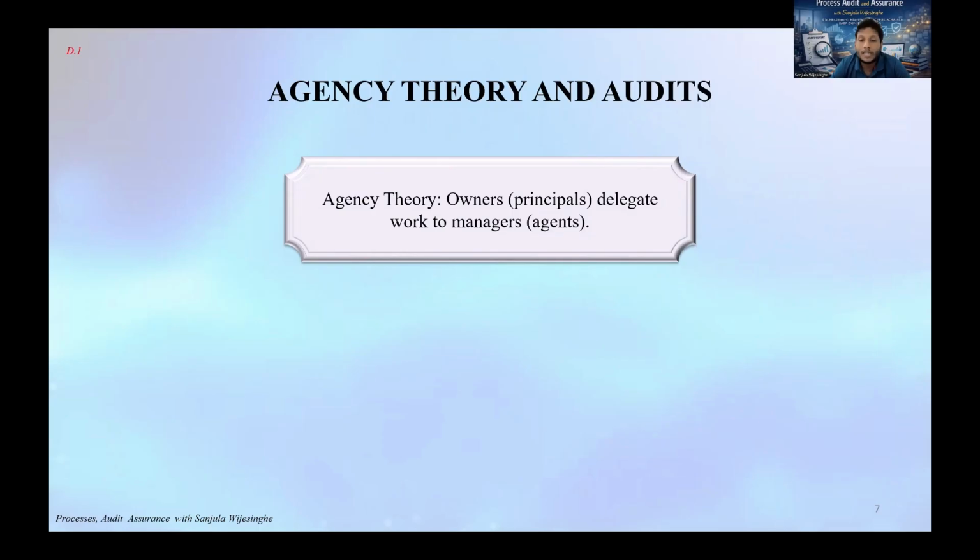Now, agency theory, as I explained earlier: owners are principals, that means shareholders, who delegate work to managers, and managers are agents. Someone is working on behalf of someone else. That is known as agency theory.